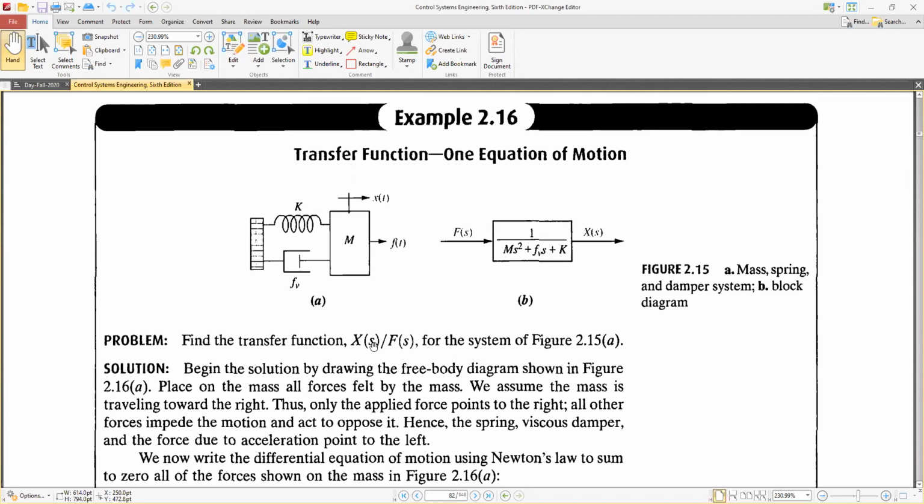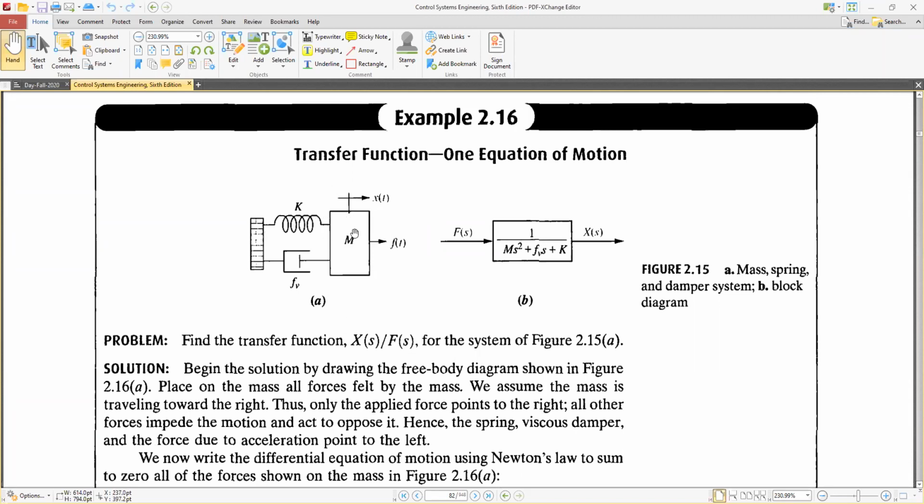If we look at the figure, what can we see? Here is a mass, right? At first, what is the transfer function X(s) by F(s) for the system of figure 2.15a? Just find out the transfer function for the system in figure 2.15a.